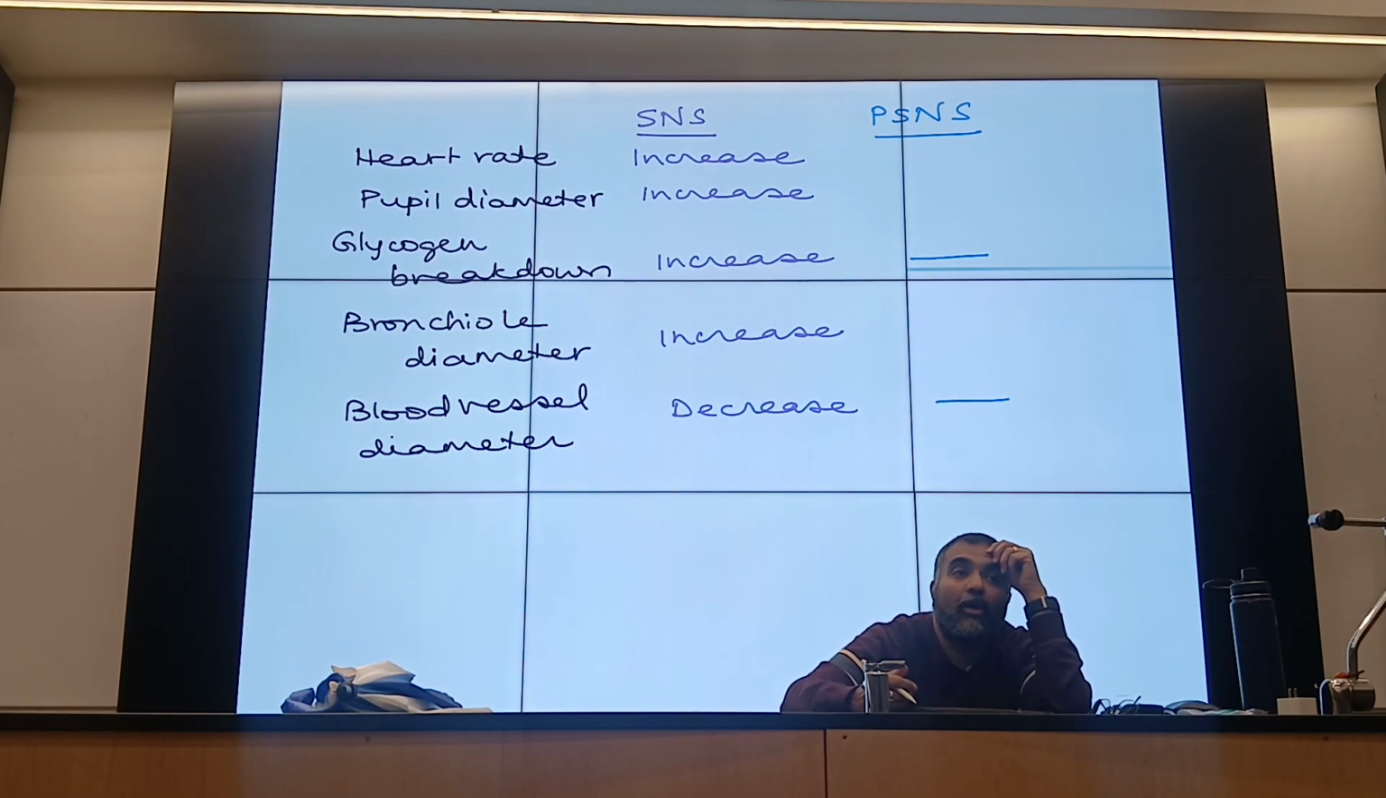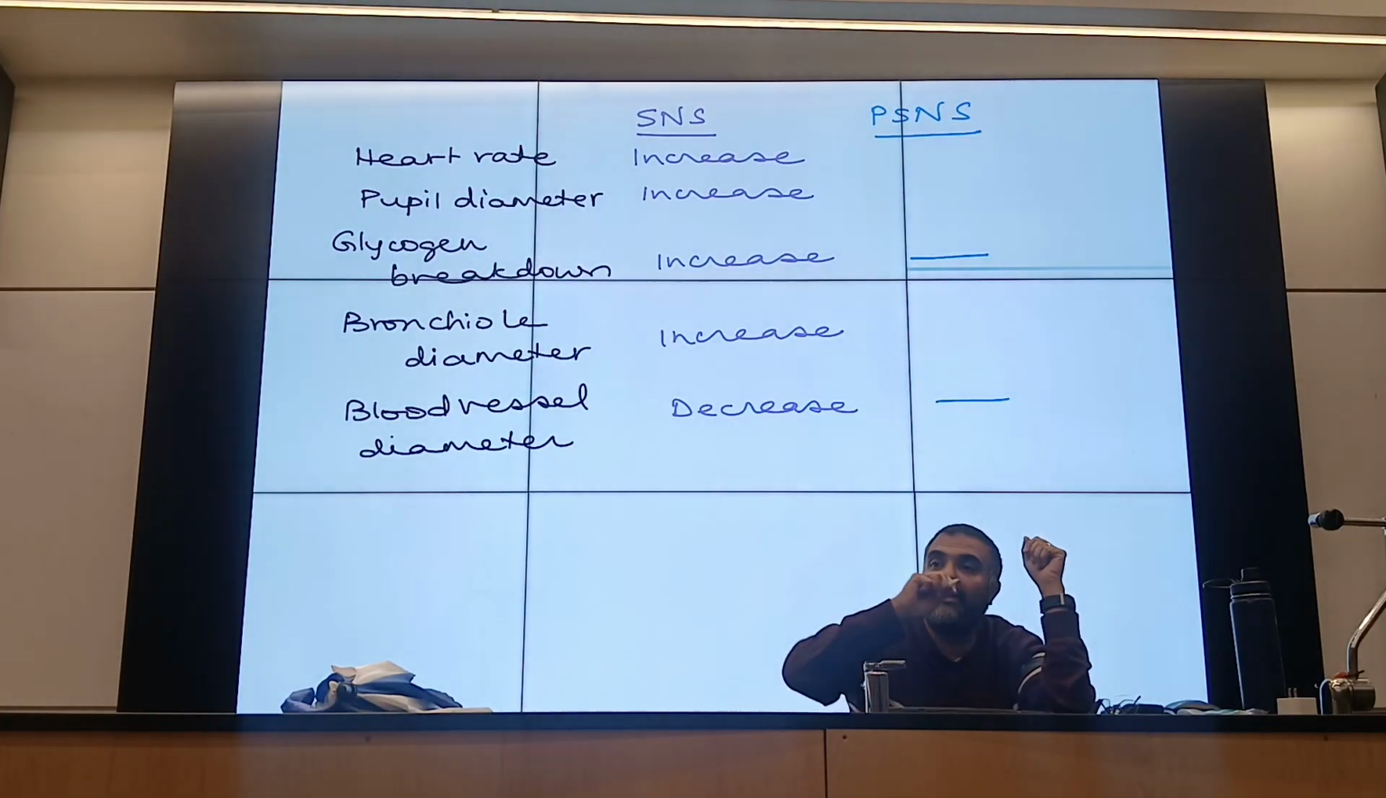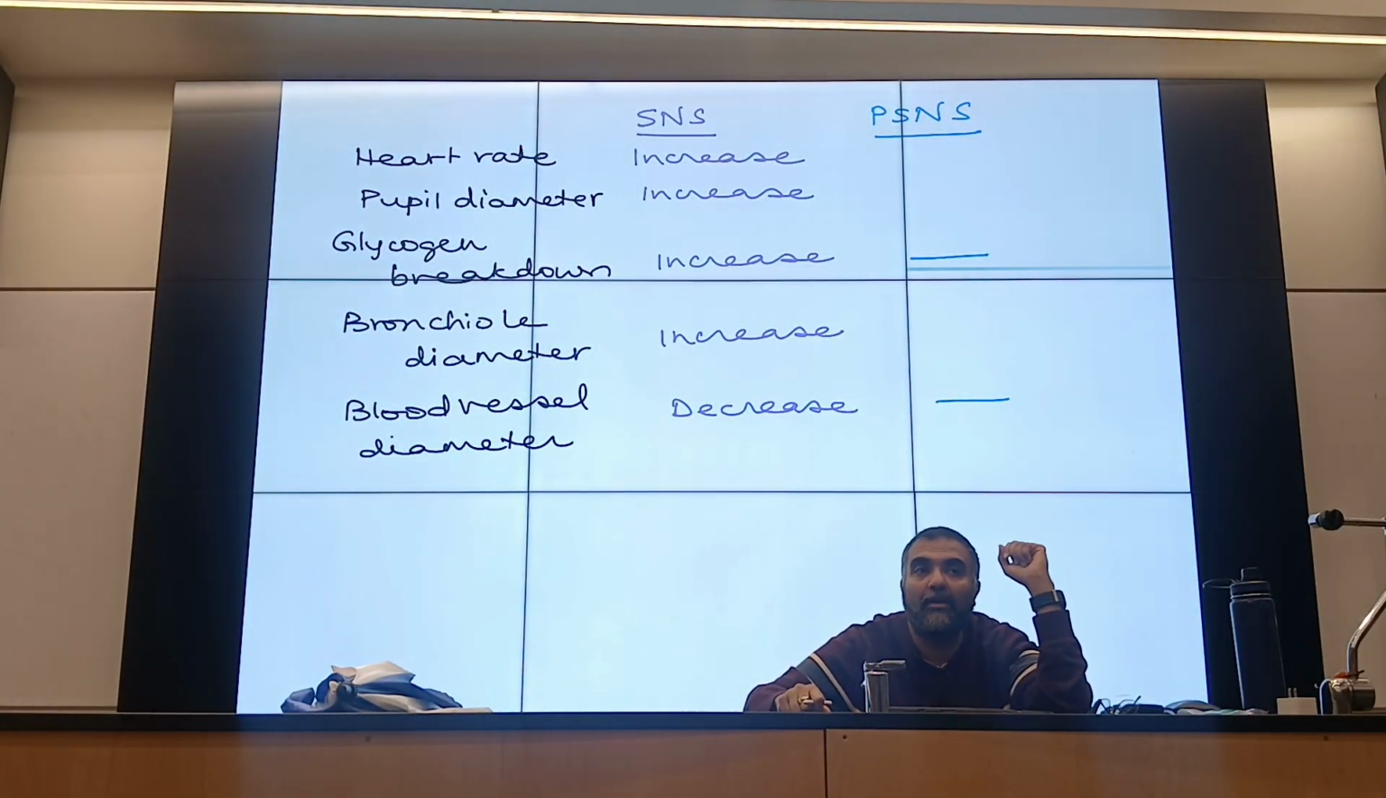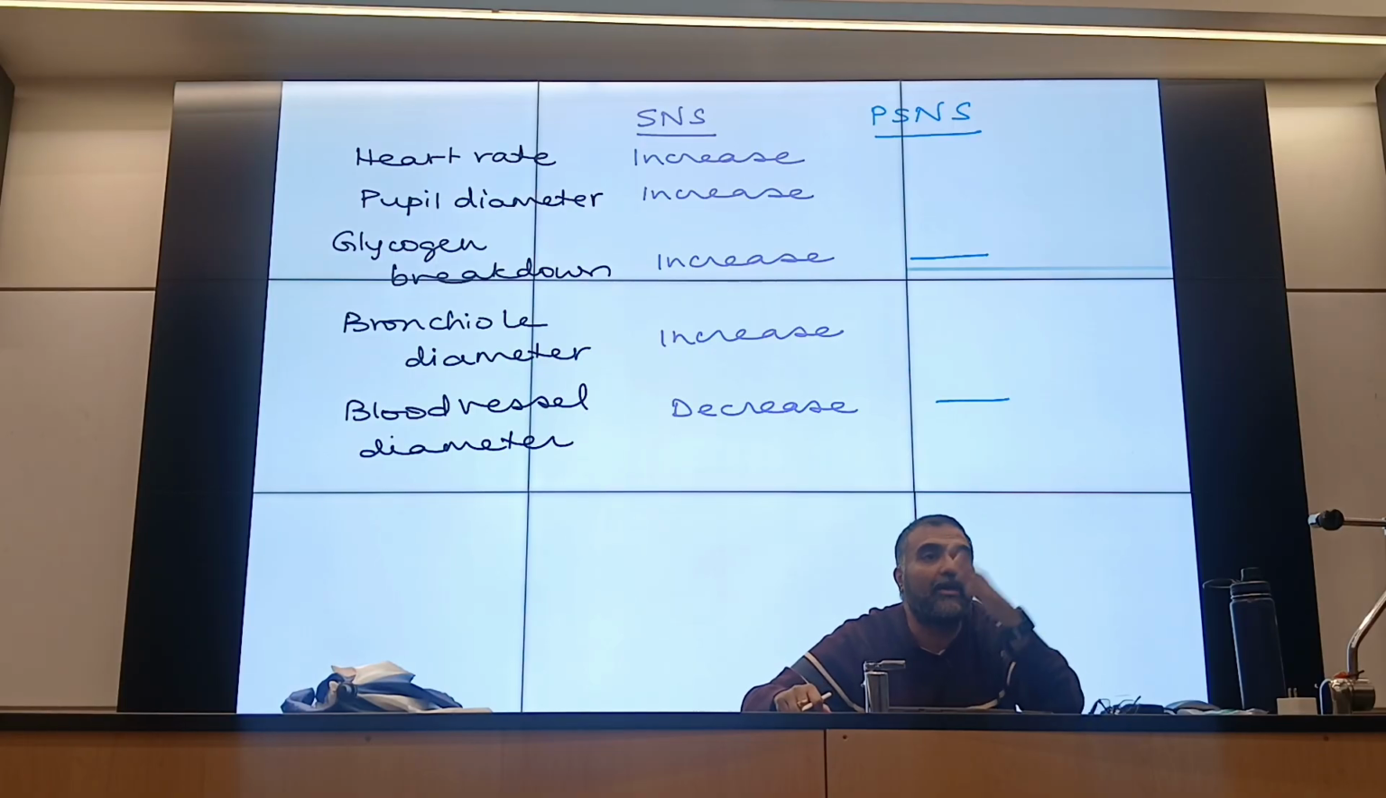Okay, so these are all single innervation. So anytime I put a dash, that's a single innervation. Everything else is a dual innervation, most likely the opposite effect.